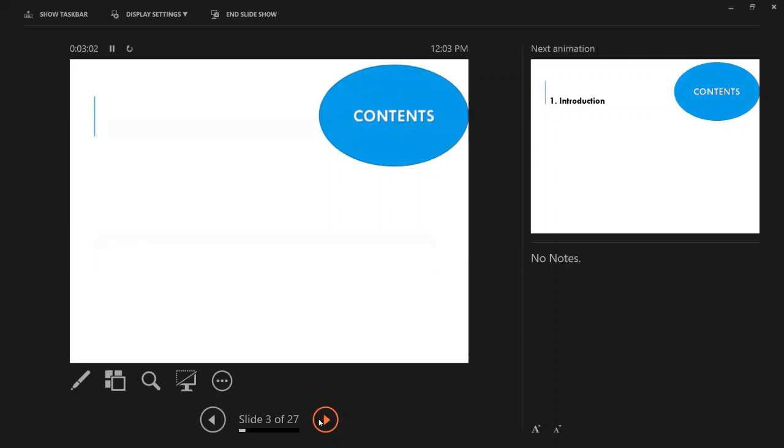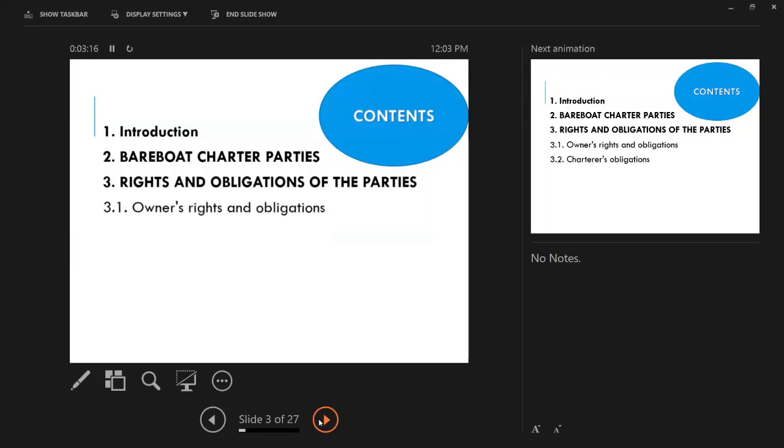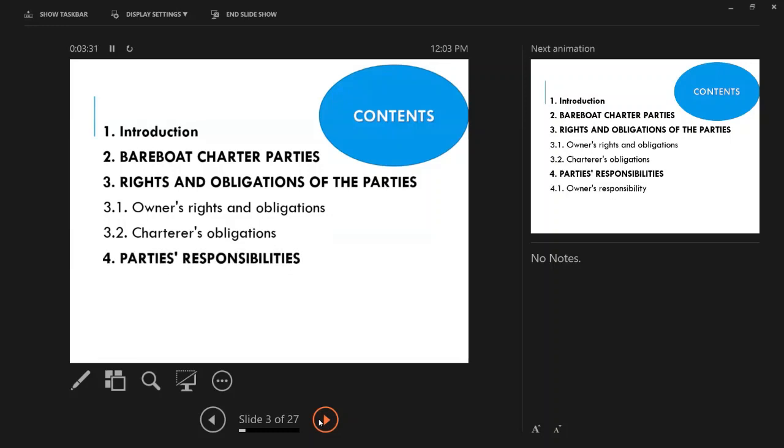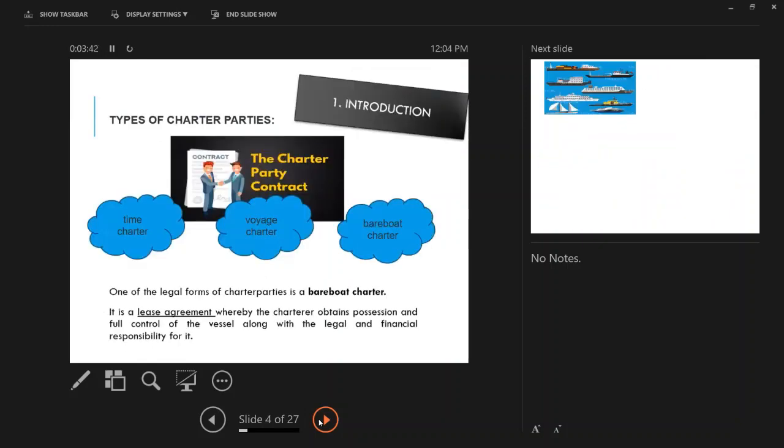Bareboat Charter. So in this presentation, after the introduction, I will explain who the Bareboat Charter parties are, and then we will continue with the rights and obligations of the parties. We will start with the owner's rights and obligations, and then the charterer's obligations. Of course, what is an obligation for one party is a right for the other, and the other way around. Then we will continue with the question of the responsibilities of the parties, again starting with the owner's responsibility and then the charterer's responsibilities. And then in conclusion, I will summarize the above.